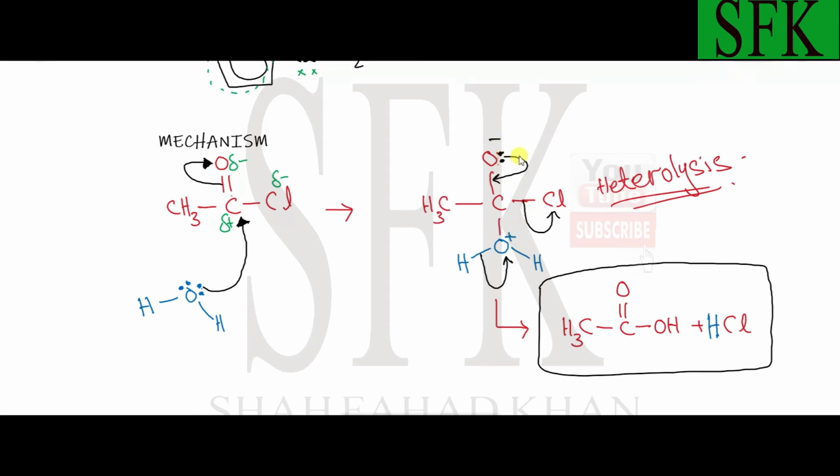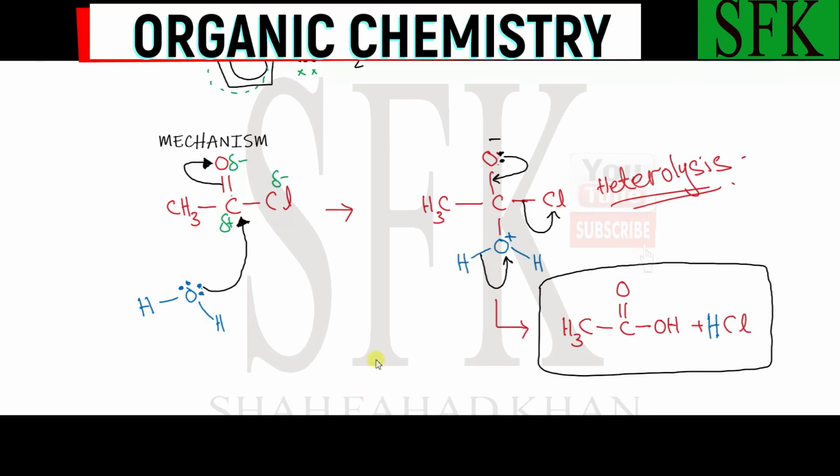And since both the electrons are also transferred in forming the carbon oxygen bond, the negative charge is also removed from this oxygen atom. As a result, we get our carboxylic acid back. And now, since this bond is breaking, the hydrogen over here is removed, forming an H positive ion.